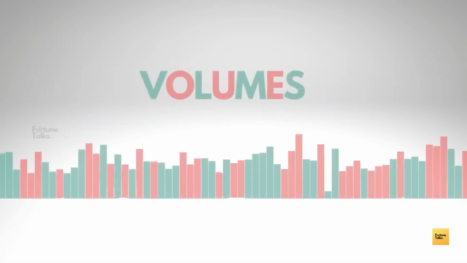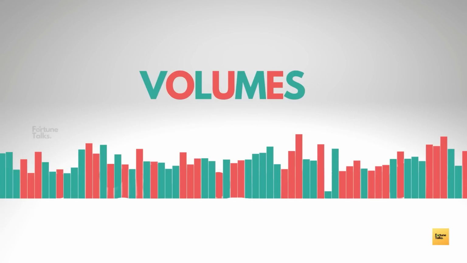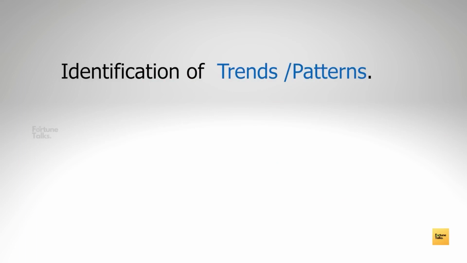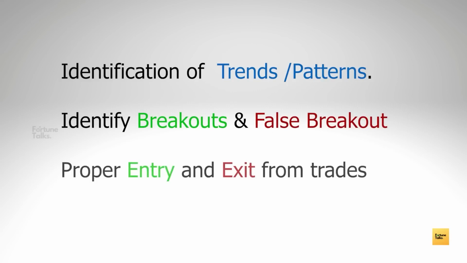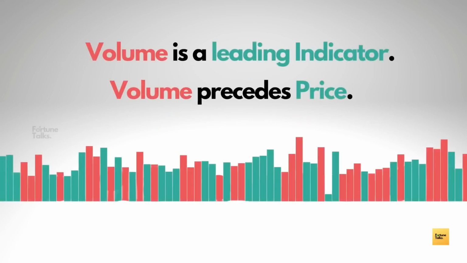This price action course will not be complete if I don't talk about the market volumes. Throughout this course, our focus was strictly on prices. For the success of price action in the market, volume plays a very pivotal role, be it the identification of trends or patterns, be it finding out the breakouts and false breakouts, be it the entry or exit from the trade, volume is a necessity. As you may know, volume is a leading indicator, which means that it precedes the prices.